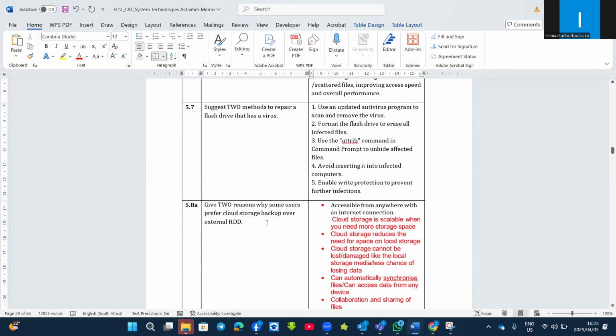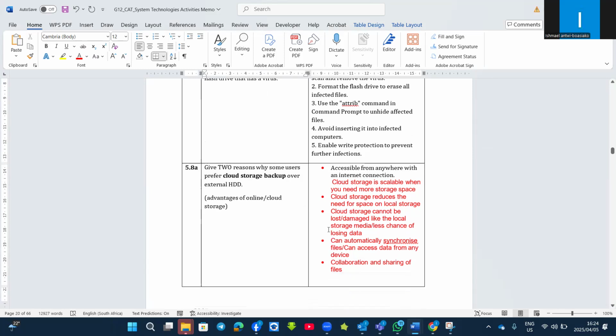Now 5.8.2, give 2 reasons why some users would prefer cloud storage over HDD. In other words, advantages of online storage. Online storage, or you can say cloud storage, simply means saving files on the internet.